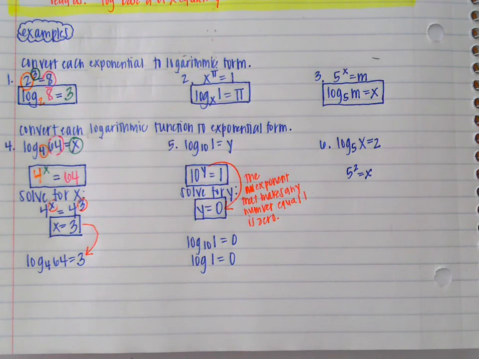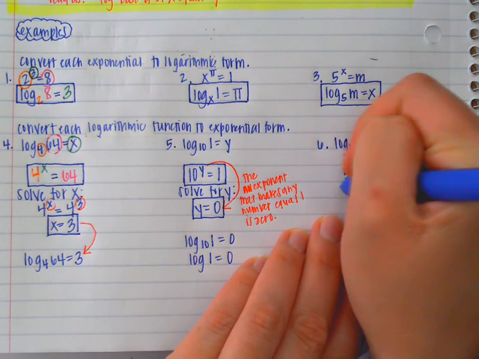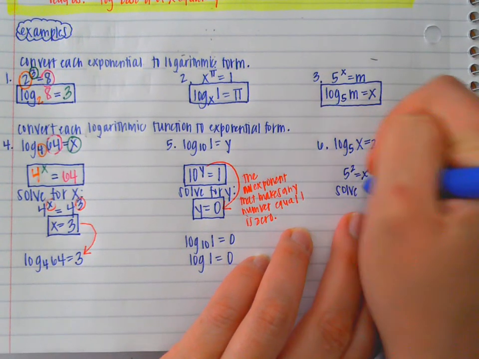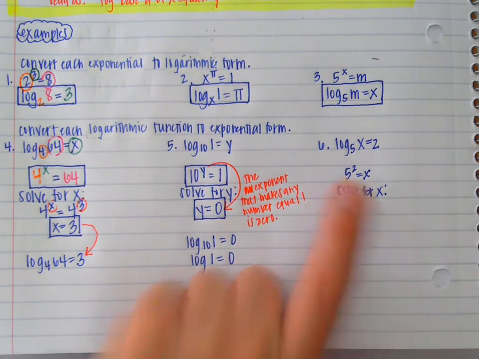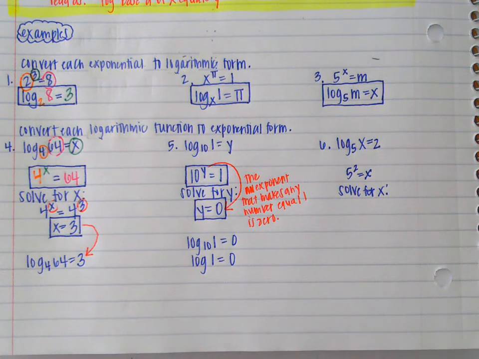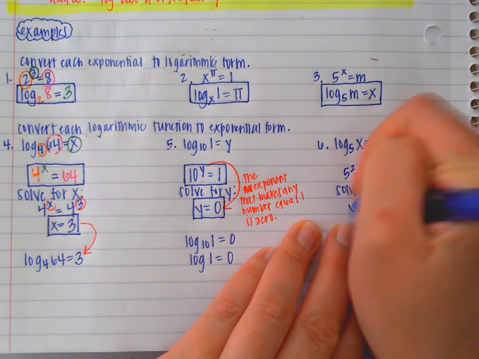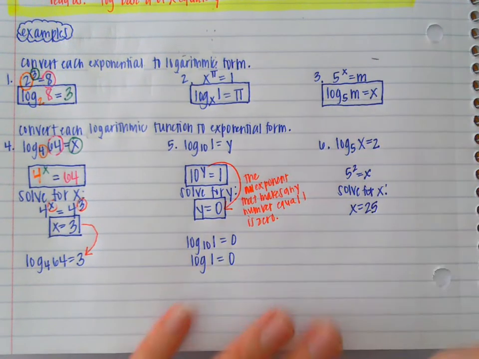Okay, so now if I were to again say solve for x, well, x is equal to 5 squared. We know 5 squared is equal to 25. x is equal to 25.